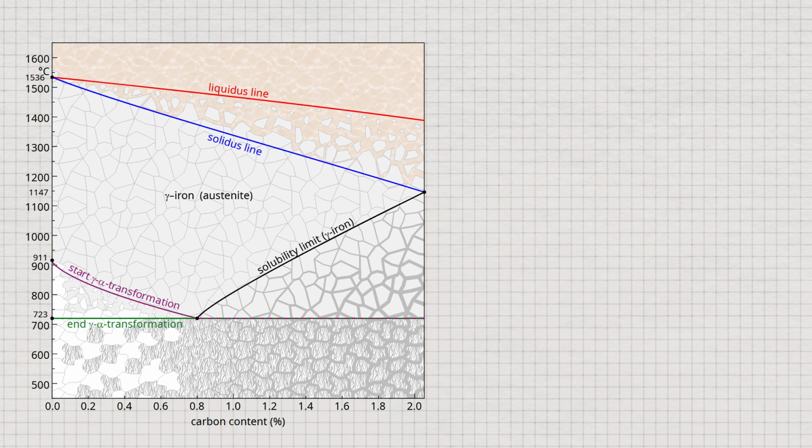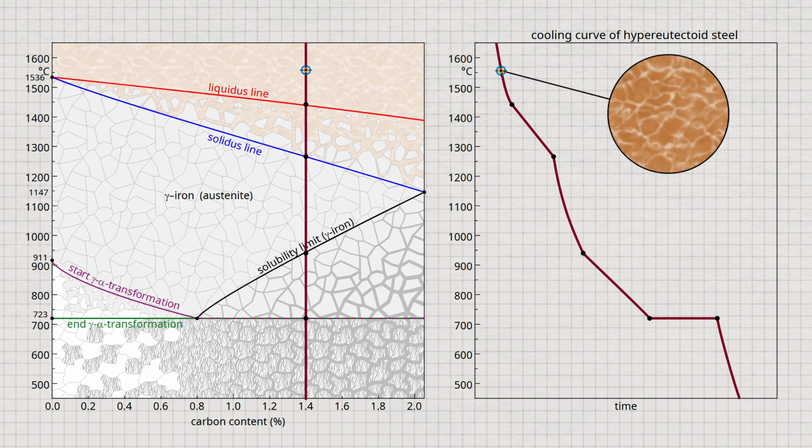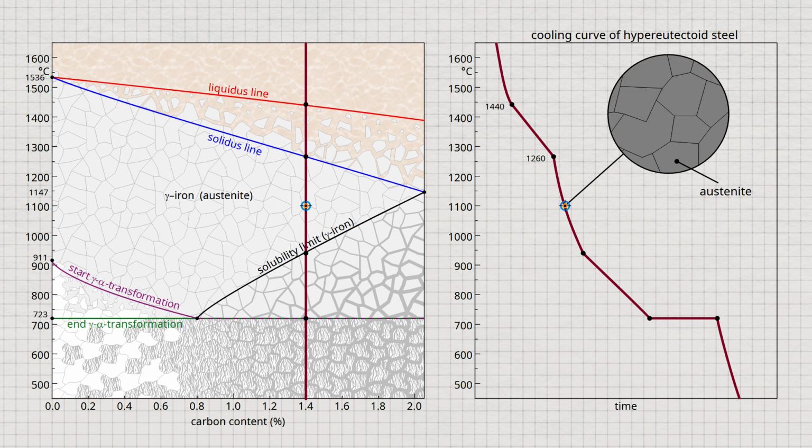Due to the limited solubility of hypereutectoid steels, further microstructural changes occur when cooling below the solubility limit, as the steel then obviously contains more carbon than the lattice can actually dissolve. Using the example of the hypereutectoid steel with 1.4% carbon, the structural changes that occur are explained in more detail in the following. In the temperature range between 1440 and 1260 degrees Celsius, the steel solidifies again as a solid solution alloy in the form of austenite.